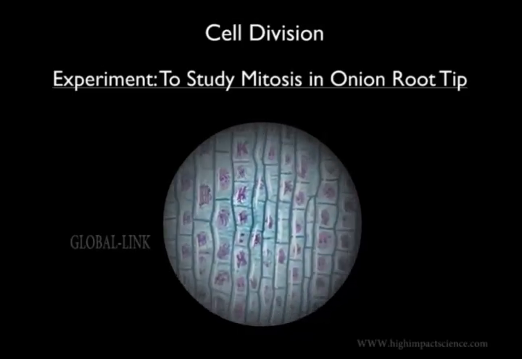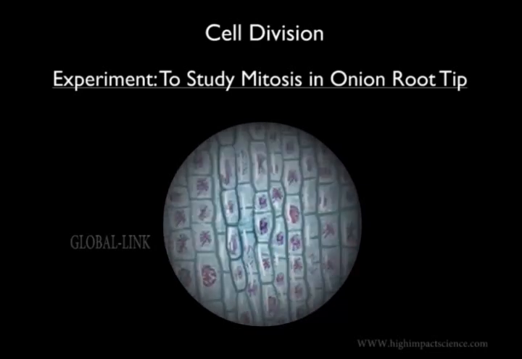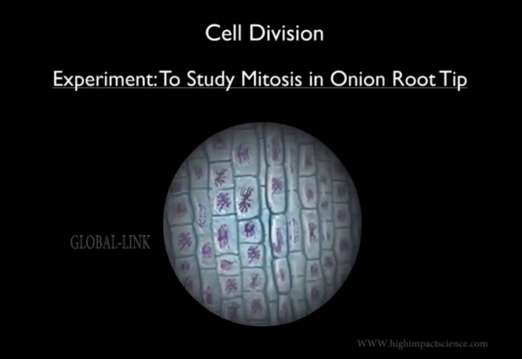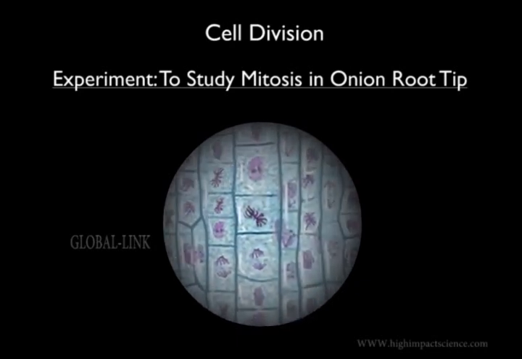By looking at the behavior of the chromosomes, you can determine the stages of mitosis in the different cells, that is interphase, prophase, metaphase, anaphase, and telophase.